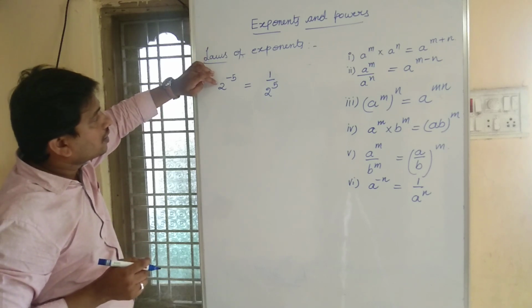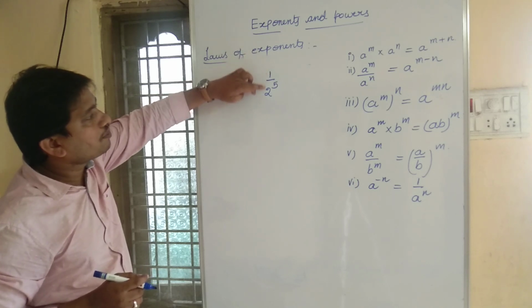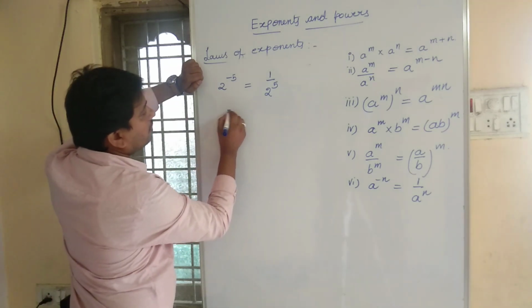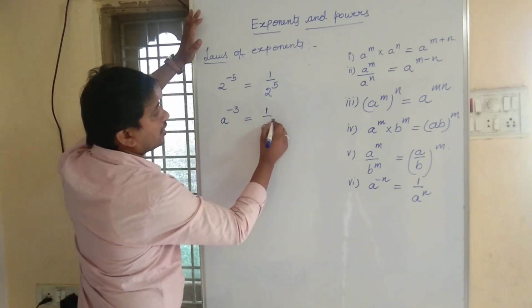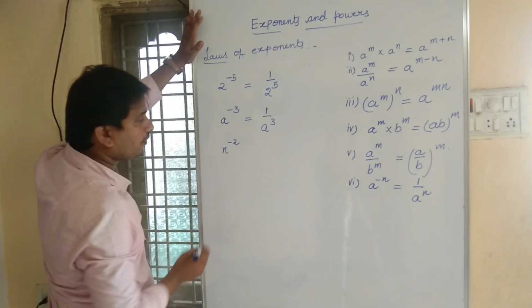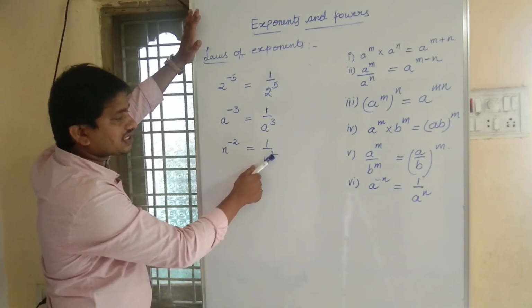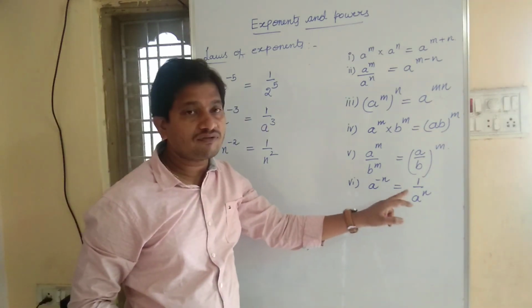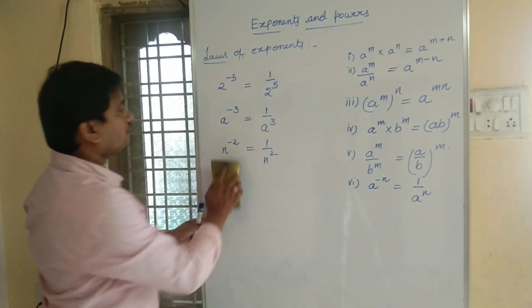If you observe here, 2 power minus 5, which is in the numerator, we wrote it as 1 by 2 power plus 5. For example, a power minus 3, how can we write it? I can write it as 1 by a cube. For example, n power minus 2, how can I write it? I can write it as 1 by n square. So it becomes plus, children, when we write it in the denominator. So this is the most important and widely used exponent law, a power minus n, which is equal to 1 by a to the power n.